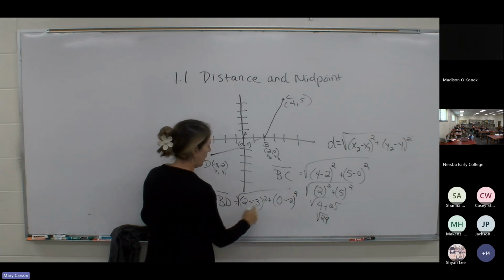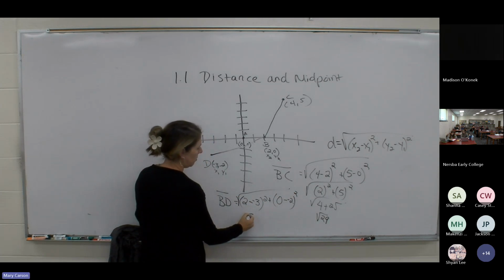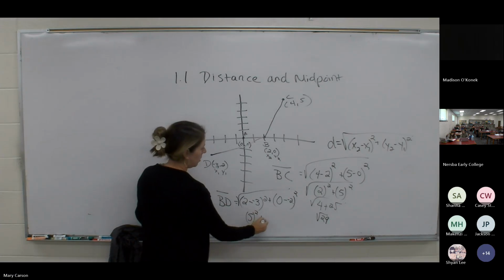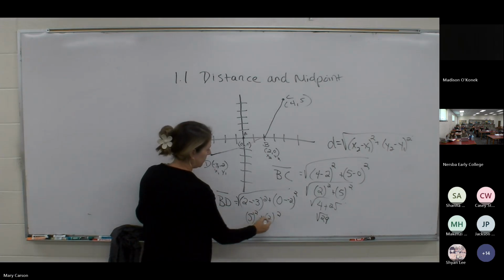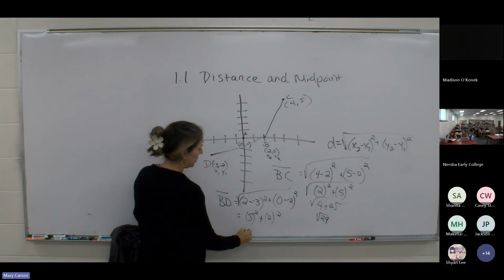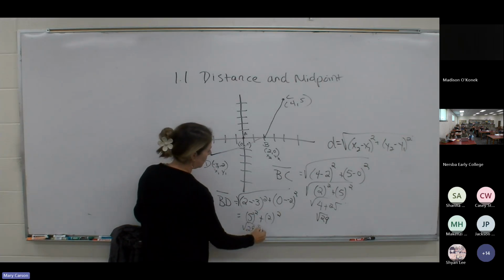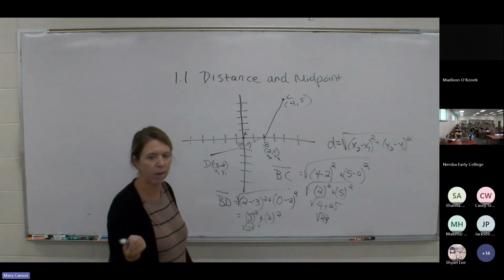I'm gonna take the square root of that, so that's gonna be 5 squared plus 2 squared. And you end up with 29, the square root of 29. And if you put that in the calculator, it's gonna be like 5.39.